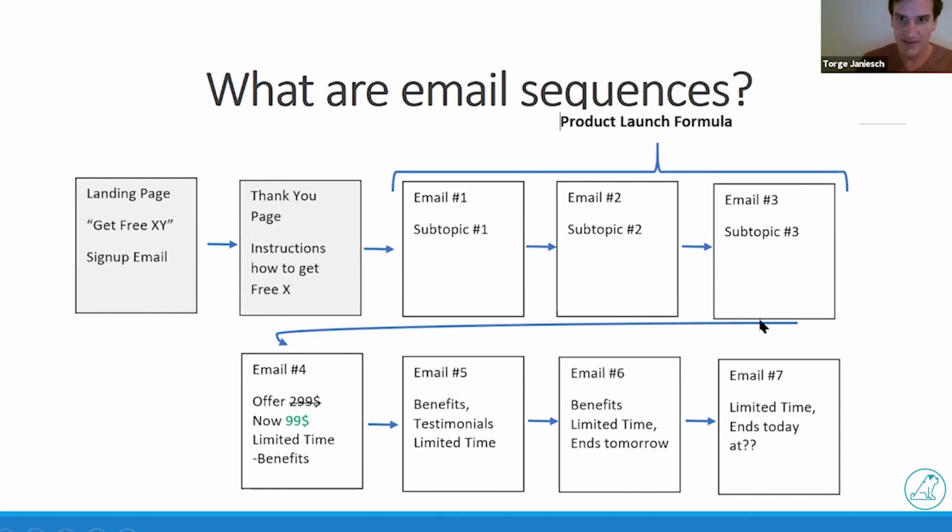This is a very, very basic example of what we in the email marketing industry call the product launch formula, which is one of the best-known sequences, where you basically try to sell through email marketing.